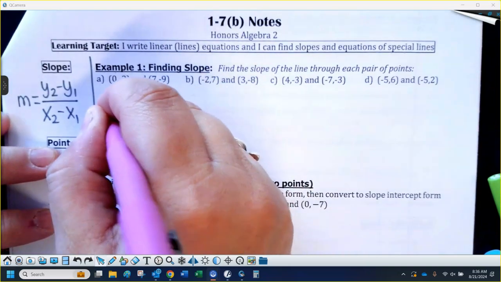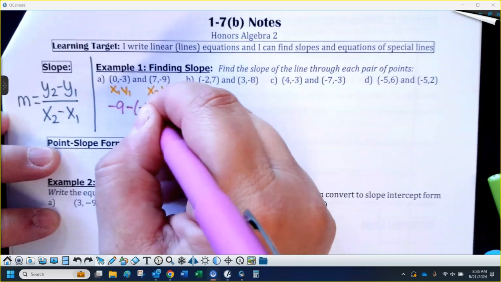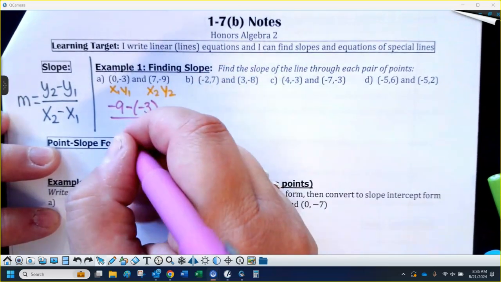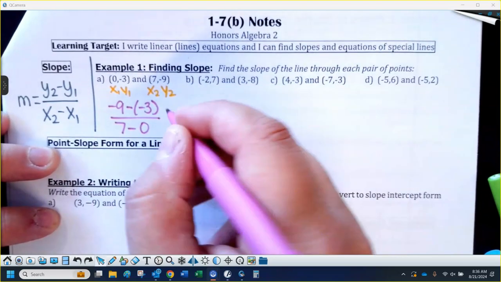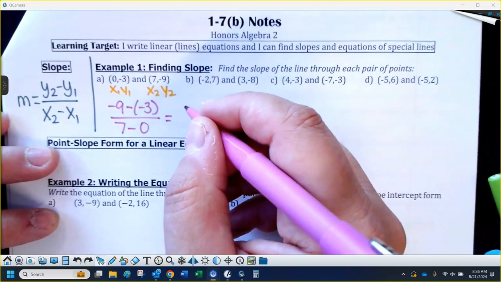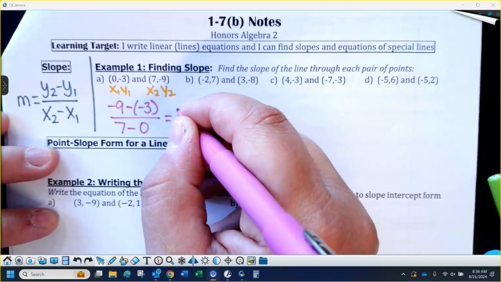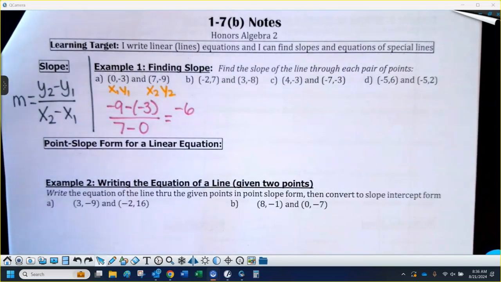So, the y-coordinate in my second point is -9, and I'm going to subtract the y-coordinate in the first point, which is -3. And then on the bottom, I'm going to do the x-coordinate in the second point, which is 7, minus the x-coordinate in the first point, which is 0. On the top there, what does the minus and negative turn into? This will be -6.